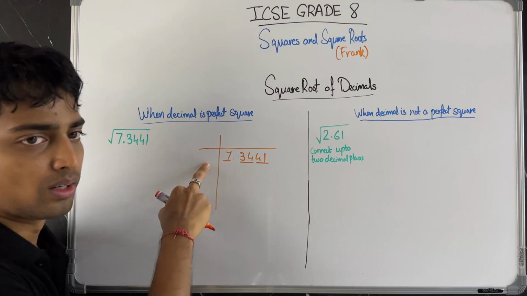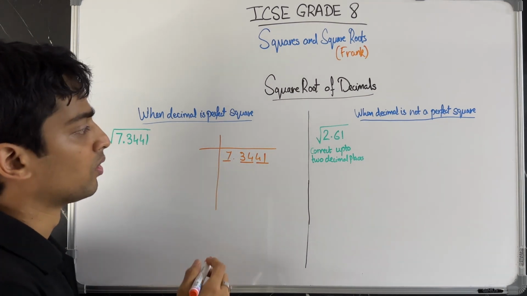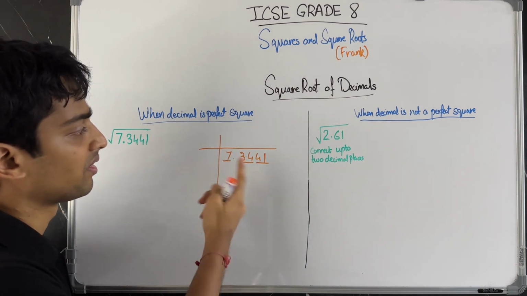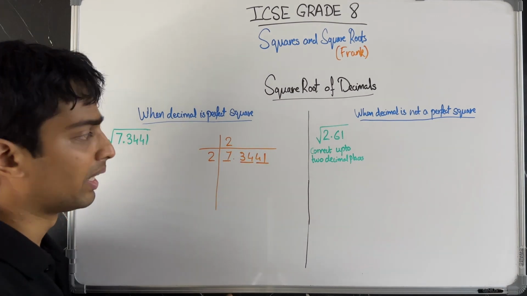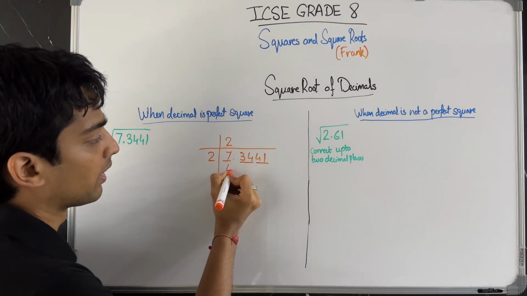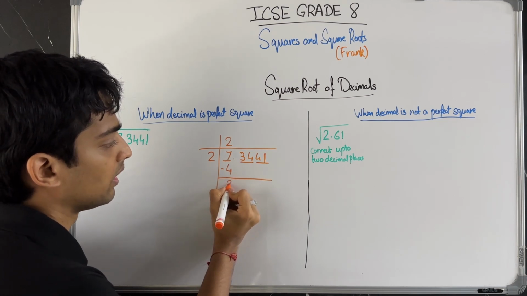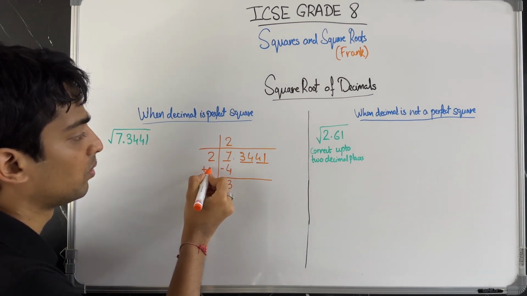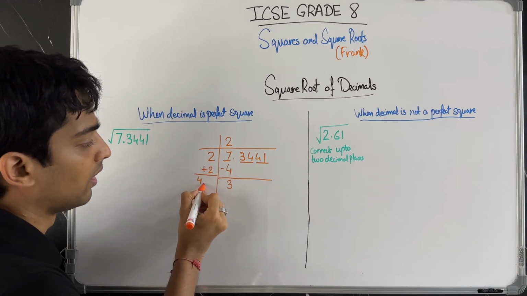We have to find a digit whose square is less than or equal to 7. So 1 square is 1, 2 square is 4, 3 square is 9. 3 is exceeding, so we'll use 2. So we'll write 2 here and 2 here. Same like division, 2 into 2, 4. So we'll write 4 here, subtract it. We will get 7 minus 4, 3. Then we will add this 2 plus 2. We'll get 4 and underline.